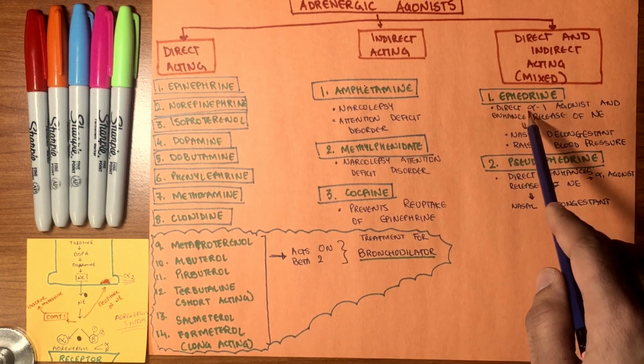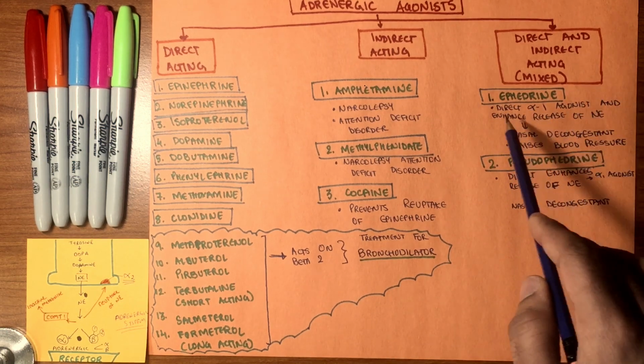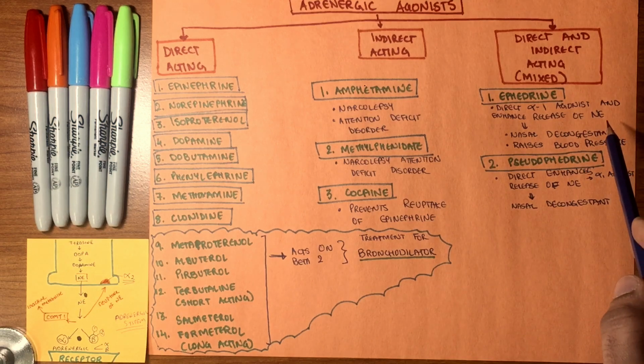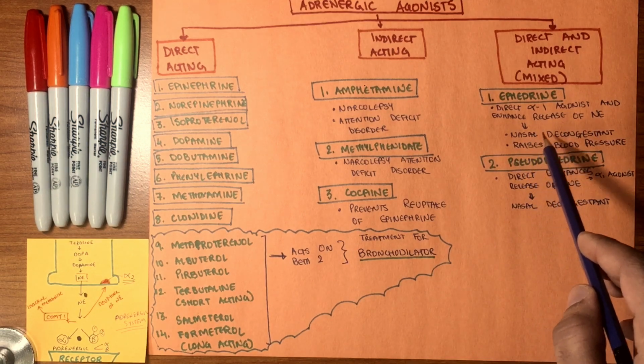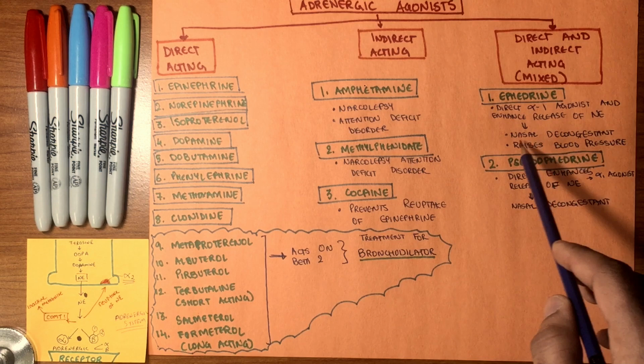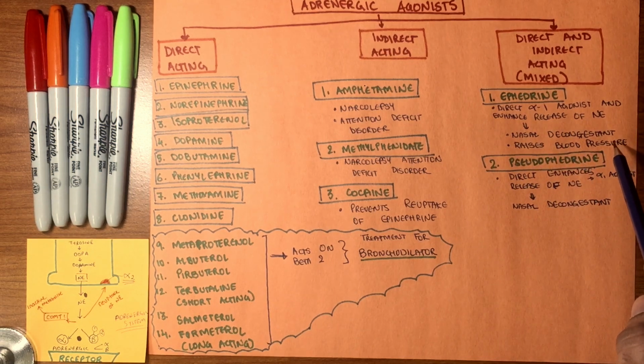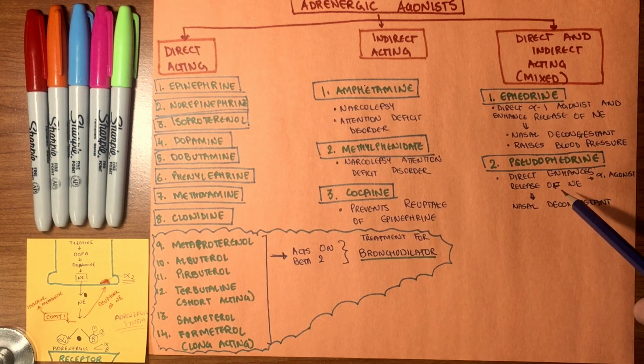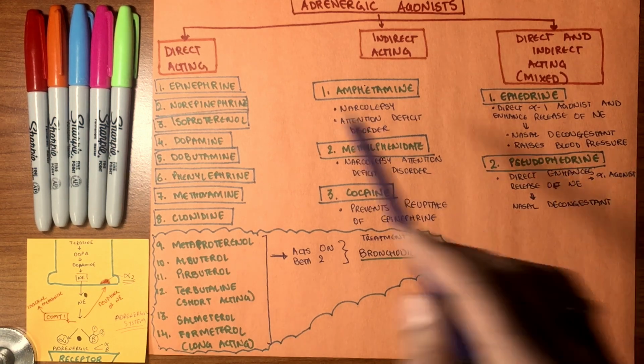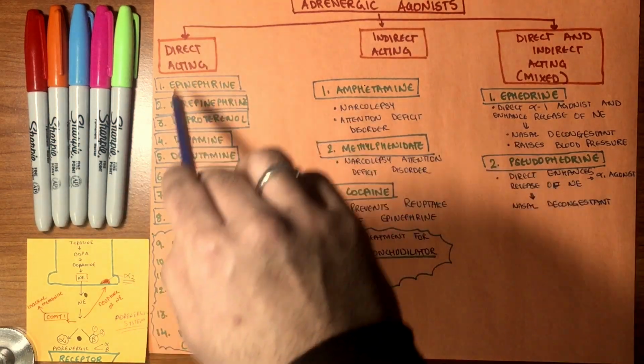Ephedrine is a direct alpha-1 agonist and enhances the release of norepinephrine. This causes nasal decongestion to be resolved and also increases blood pressure by increasing vasoconstriction. Similarly, pseudoephedrine does the same thing. Let's talk more about direct acting in the next slide.